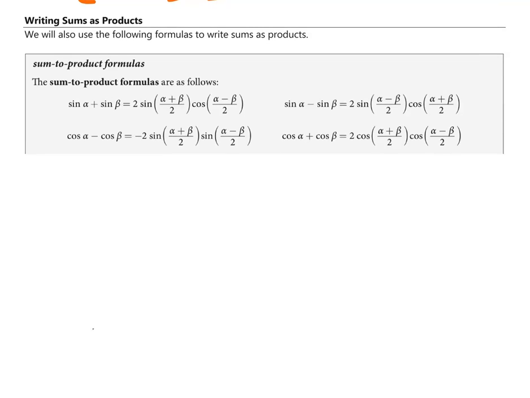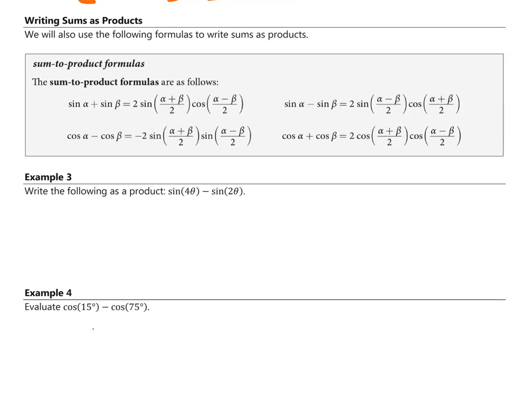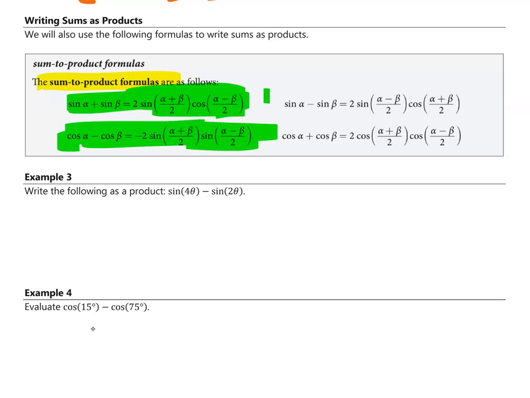Next, writing sums as products. So these are the sum to product formulas. Sine alpha plus sine beta is equal to 2 sine of alpha plus beta over 2 times cosine of alpha minus beta over 2. And then cosine alpha minus cosine beta is equal to negative 2 sine of alpha plus beta over 2 times sine of alpha minus beta over 2. Then sine alpha minus sine beta and cosine alpha plus cosine beta.